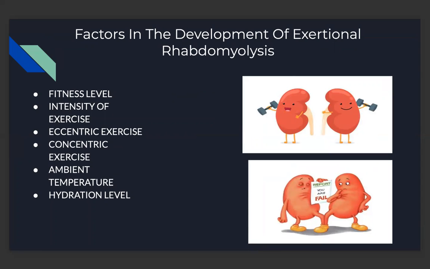Factors in development of exertional rhabdomyolysis: fitness level, intensity of exercise, eccentric exercise, concentric exercise, ambient temperature, and hydration level. One of the major challenges of diagnosing exertional rhabdo is the fact that serum CK levels will naturally rise after strenuous exercise in almost all normal humans, potentially up to 10 times the upper limit of normal. Serum CK is creatine kinase, an intracellular enzyme involved in energy production, phosphate release from ATP. It is released into the extracellular space in muscle damage.